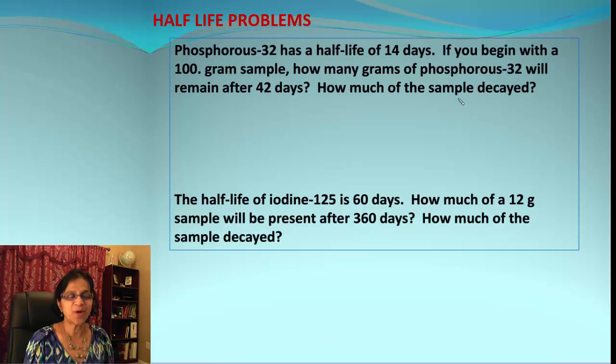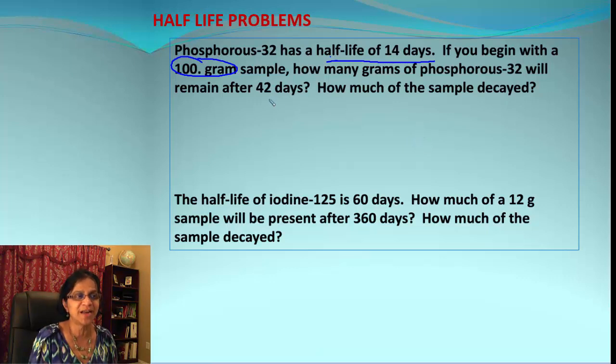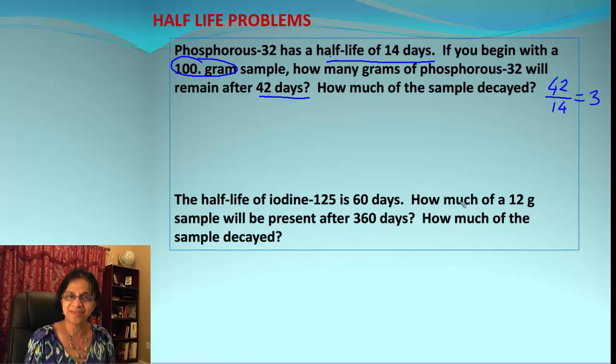So let's solve these problems about half-life. The first one is phosphorus with a half-life of 14 days, and we are starting with 100 grams of sample. Our job is to find out how much sample will remain after 42 days. First of all, let's find out how many half-lives 42 days is. That will be 42 divided by 14, and that is 3 half-lives.